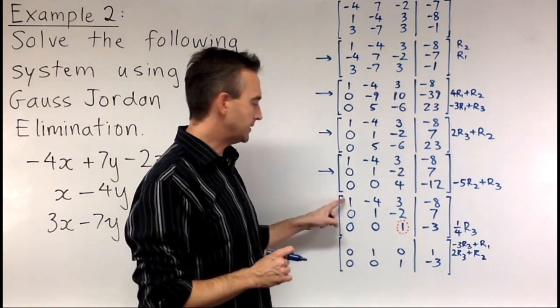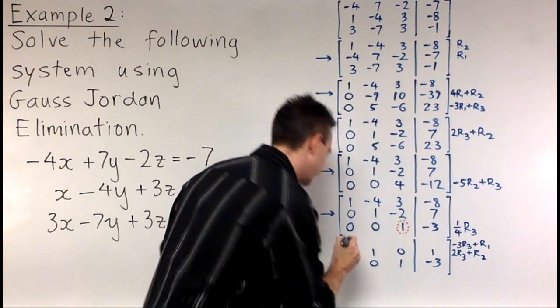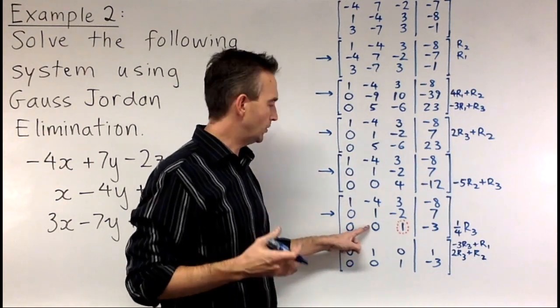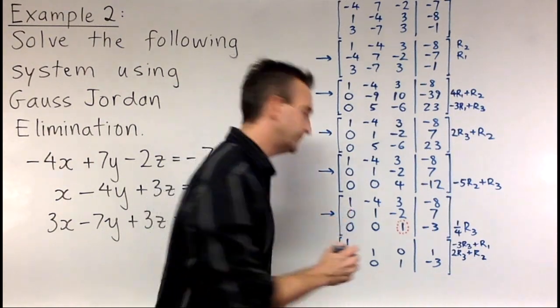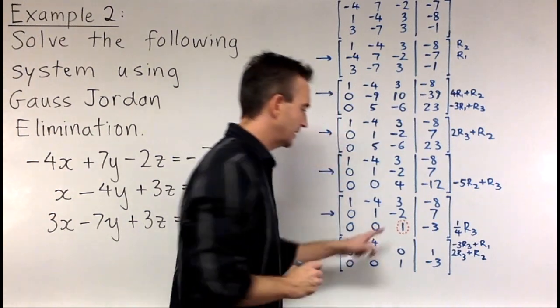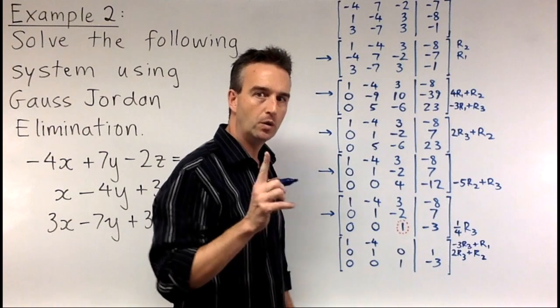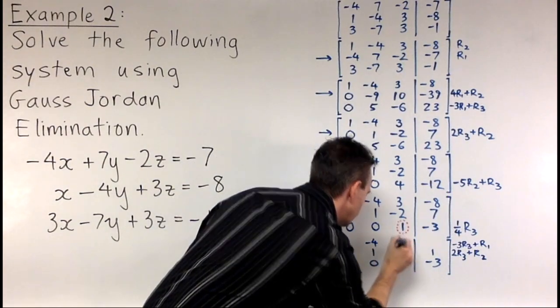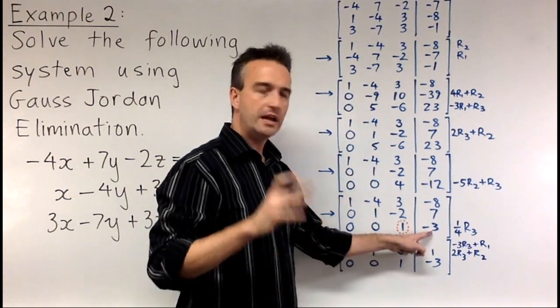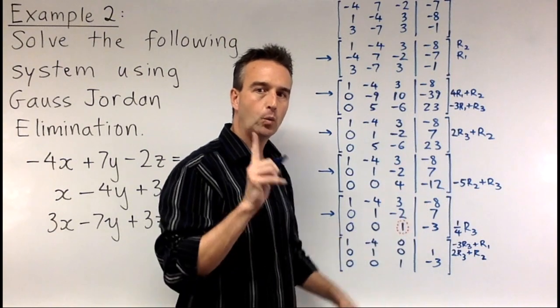-3 times this plus this is 1. -3 times this is 0. Plus -4 leaves -4. -3 times this, -3 plus 3, 0. What we wanted. -3 times this, 9 plus -8 is 1.